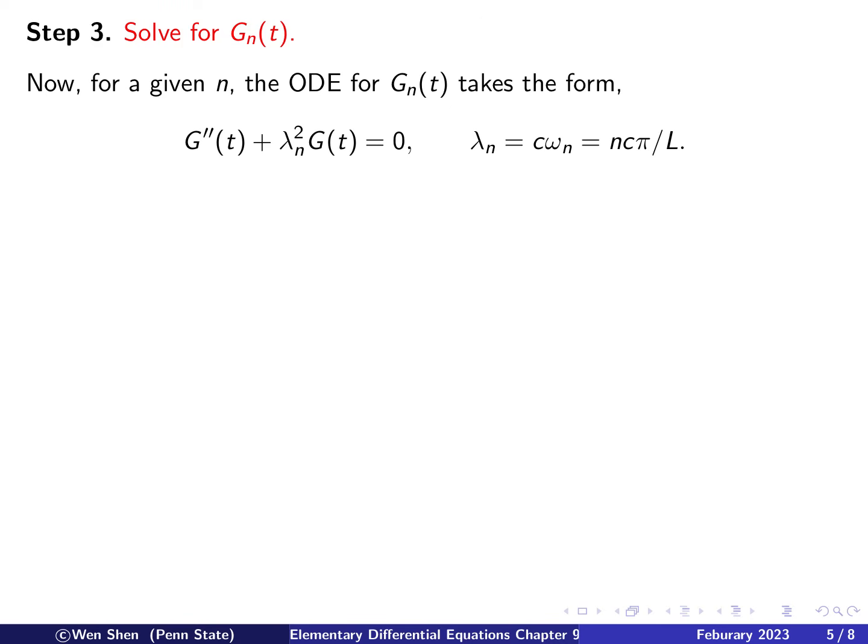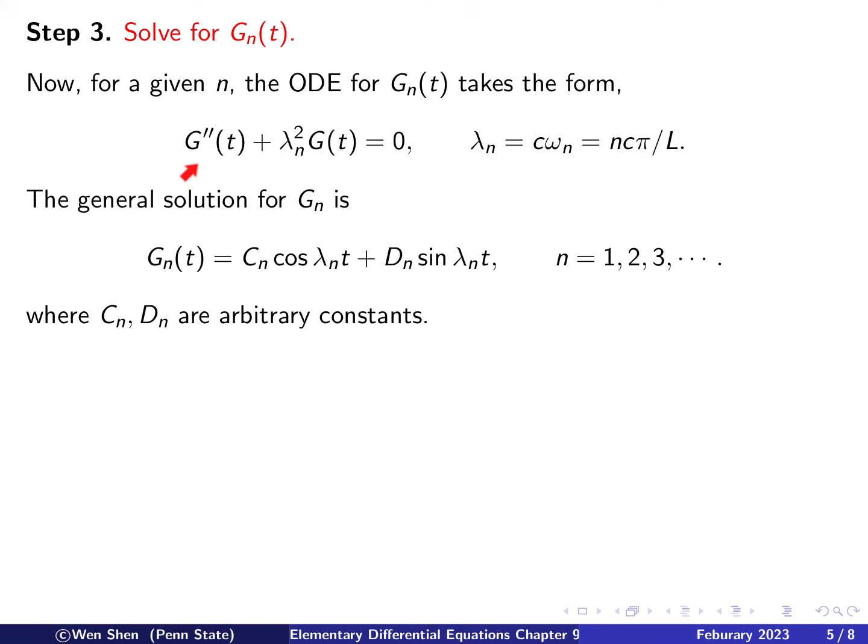Okay, step 3 is to solve for g. For each given n, we'll have f_n and the lambda_n or omega_n, and using that we can have an ODE for g_n, which takes the following form. It's a second order ODE, and the constant here would just be c squared times omega_n squared, and let's write this as lambda_n squared. Lambda_n is just c times omega_n, and we can put in the omega_n, we'll have n c pi over L.